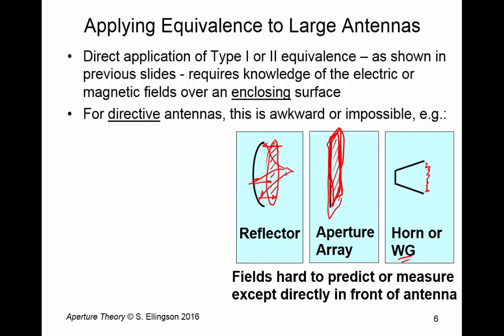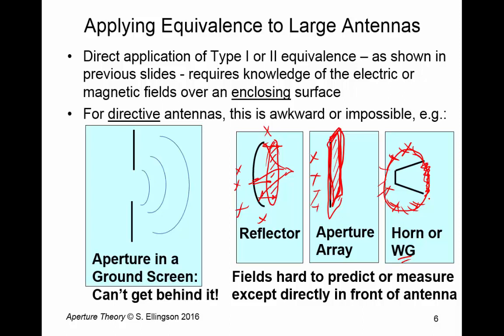So for each one of these 3 antenna types, I can find at least good estimates, if not exactly, the fields in some aperture in some region, but it's very difficult to know what the fields are out here. For an aperture array, it's very difficult to know what the fields are out here. For a reflector antenna, it's very hard to know what the fields are out here. That makes it hard to come up with a surface over which we know the fields and can apply the equivalence principle.